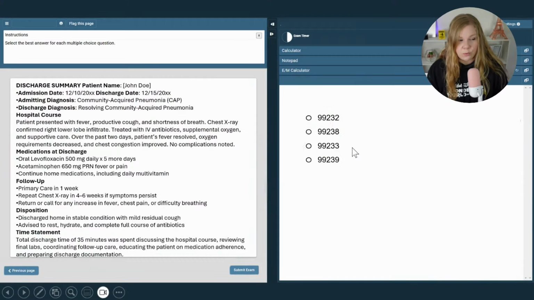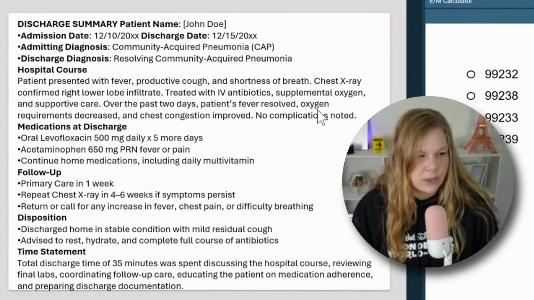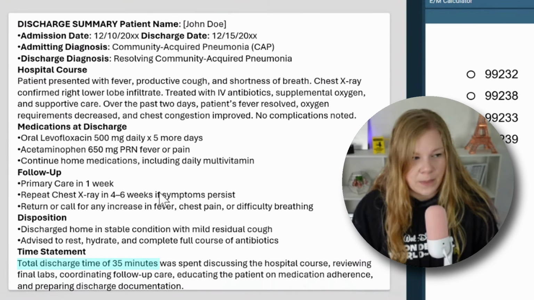Now, I'm going to go over just one other case because I do want to go over a timed visit. So if we look at this visit, and I know it is probably a little small on your screen, if we go down and scan through this visit, we can see here that it says total discharge time of 35 minutes was spent. And it says here that this is a discharge summary.